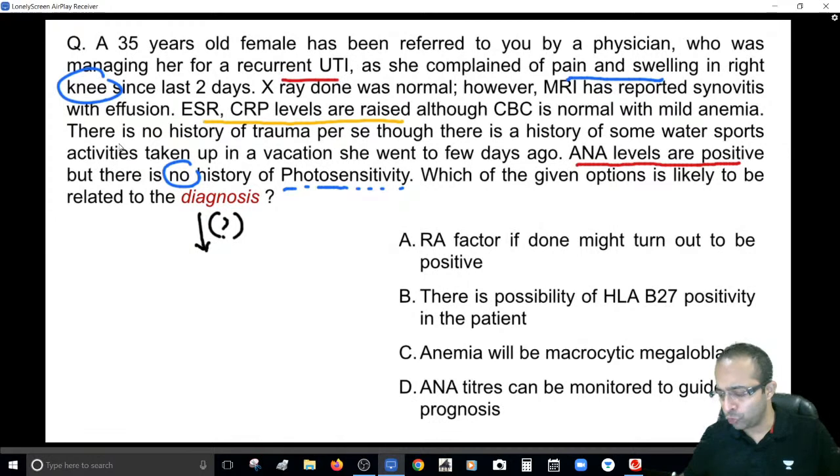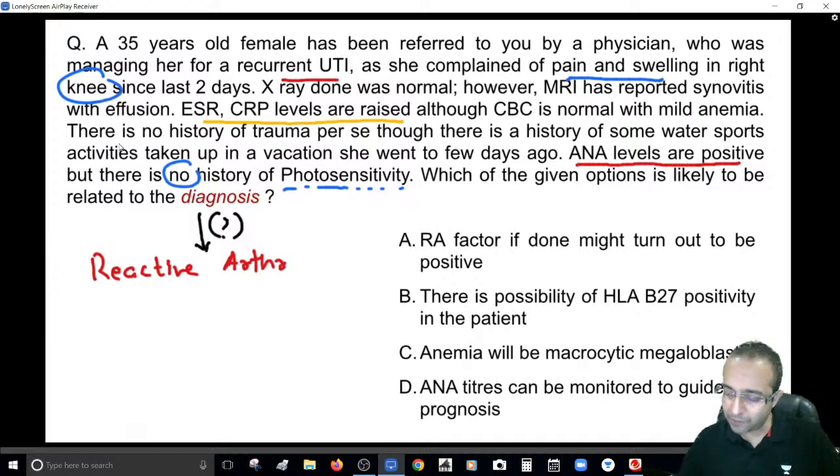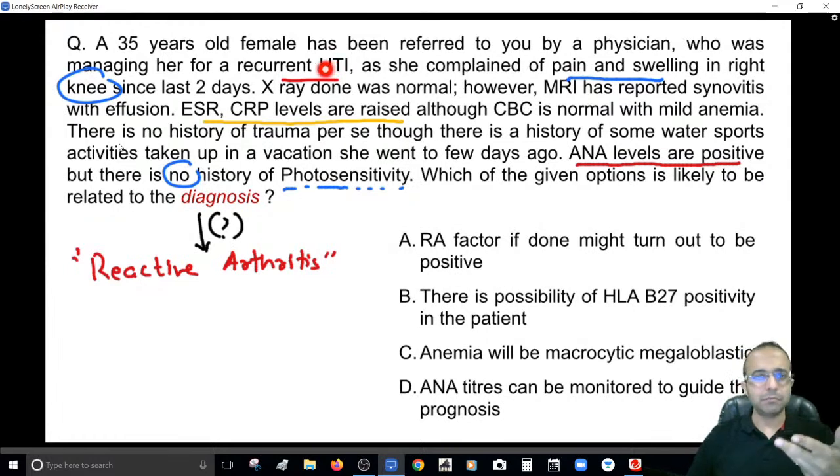Wonderful, Ritesh. You've cracked it absolutely well. This is actually a case of reactive arthritis. Perfect, full marks. So what basically happens in reactive arthritis is that you get some kind of infection like a UTI, and now autoantibodies develop because of this UTI. Antibodies developed to the UTI organism, but they reacted against the body because the body's immunity was faulty, because the HLA B27 was defective.